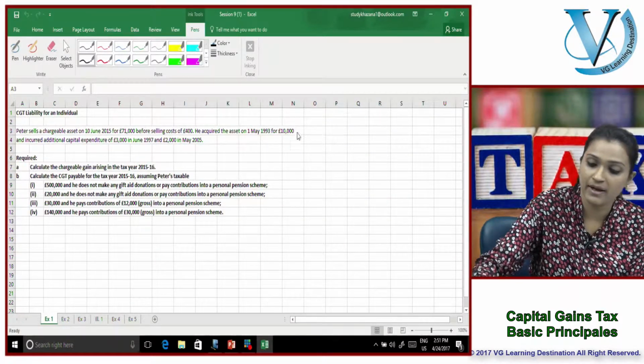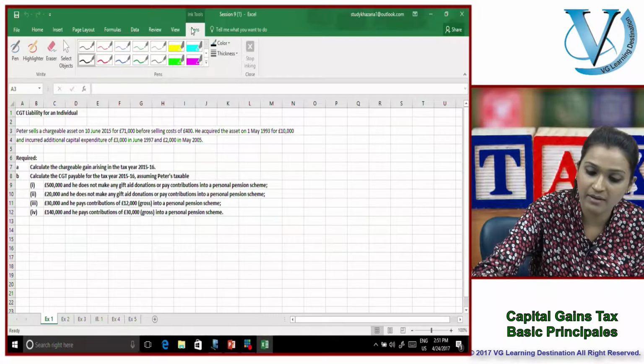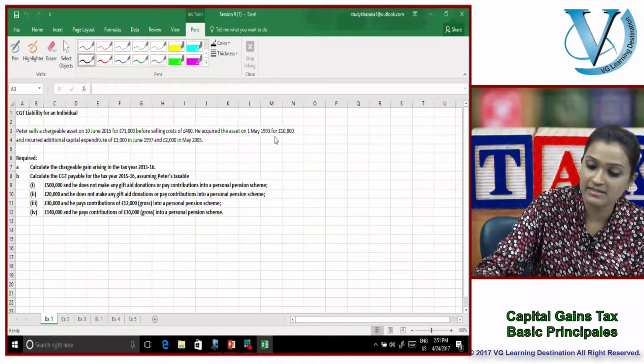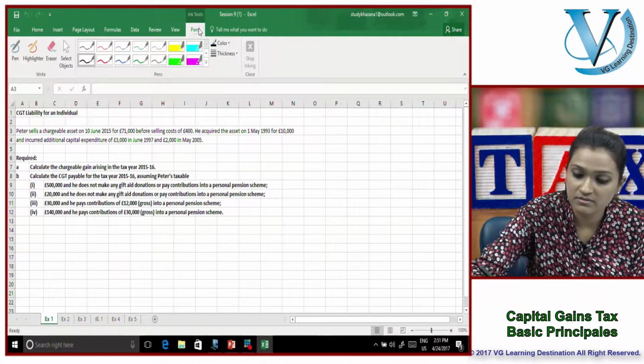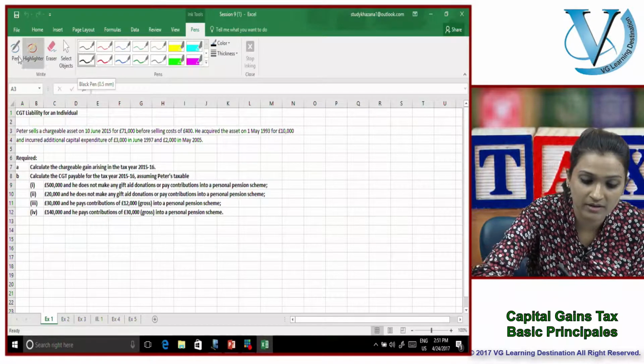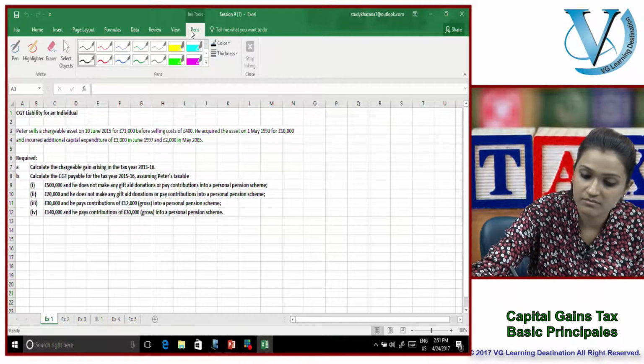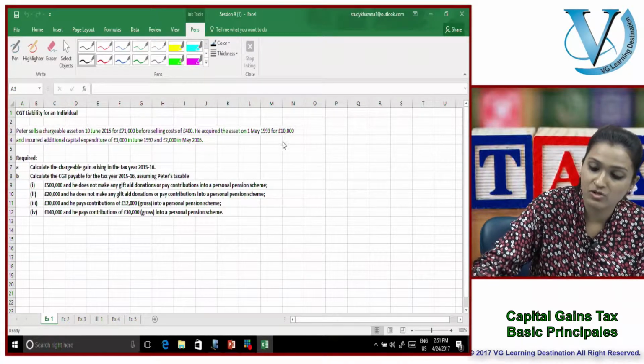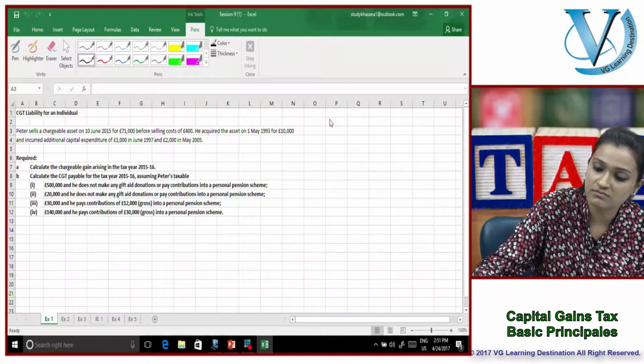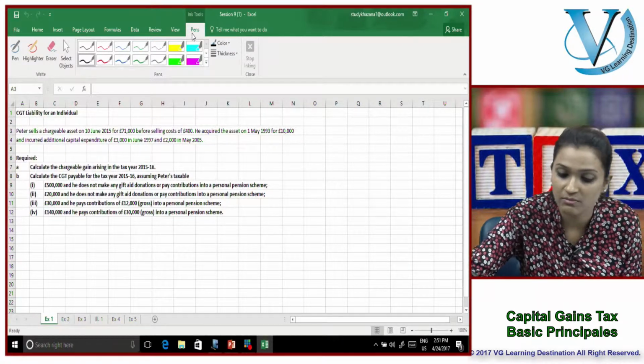Let me grab my pen. Why is my pen not coming? So that is the cost. My pen is not working for some odd reason.